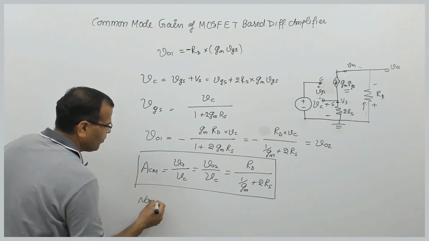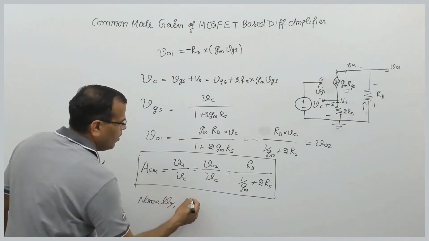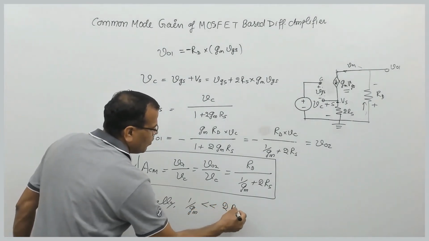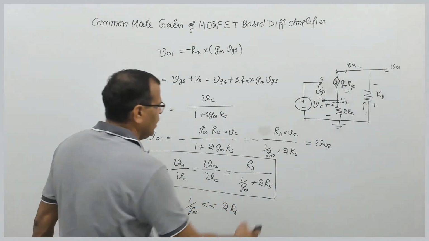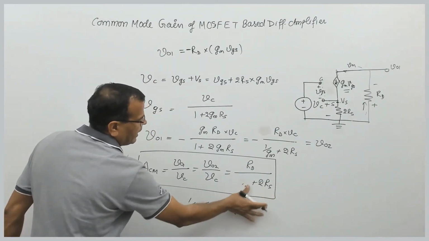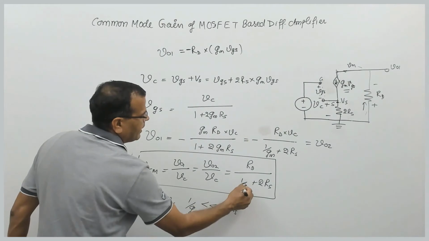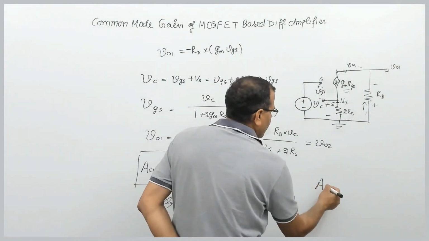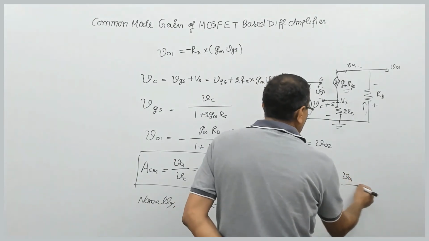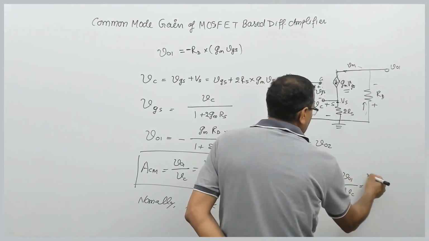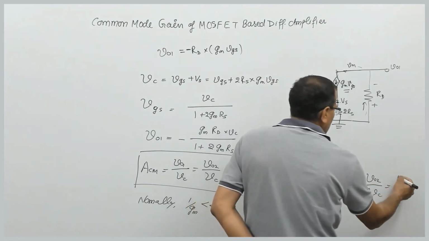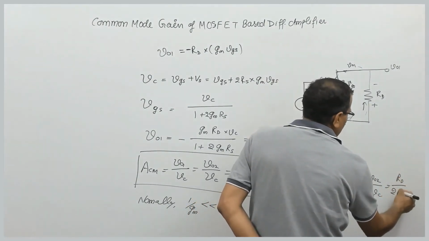That's it. So this is the expression of common mode gain. Normally, what do we have? 1 by GM is much smaller than 2RS. Therefore, this term can be neglected in comparison to this. So you can neglect this. So I will be rewriting it like this. The common mode gain of the amplifier will be equal to V01 upon VC, that is V02 upon VC, and that is equal to RD by twice RS.